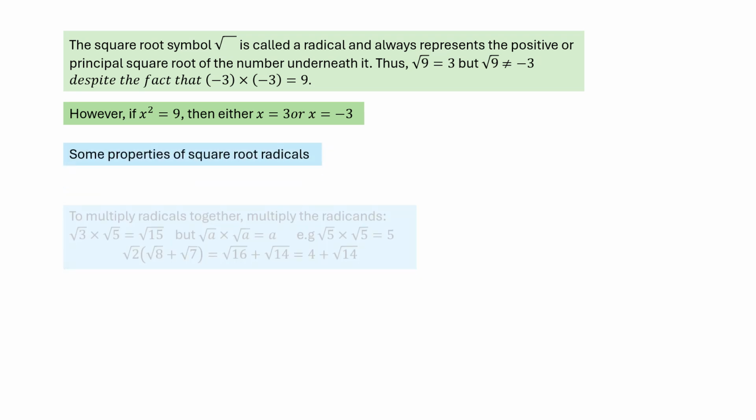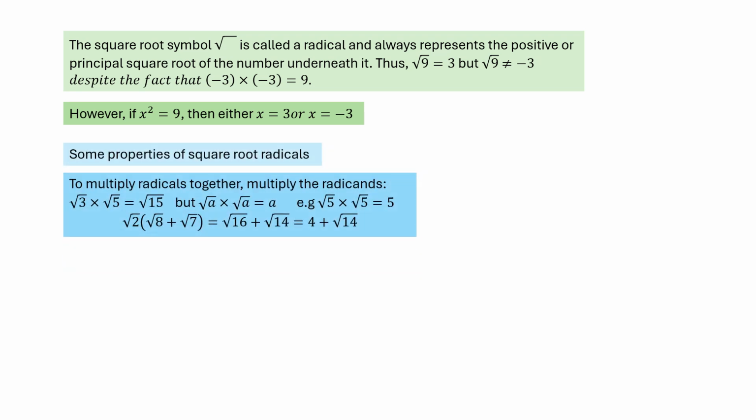Some properties of square radicals. This is special for square roots. To multiply radicals together, multiply the radicands. So root 3 times root 5 will be root 15. There is a special case: root a times root a is a, like root 5 times root 5 is 5. When you distribute root 2, root 2 times root 8 is root 16 plus root 14.